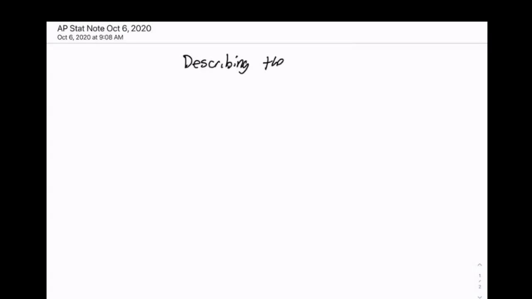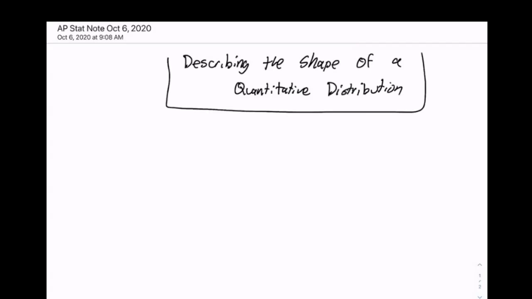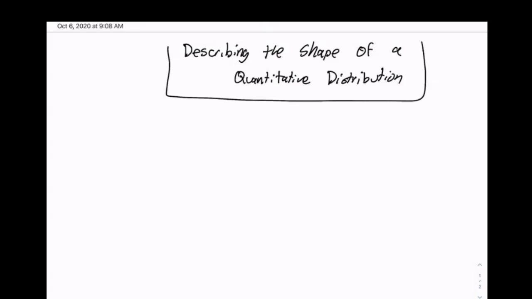the shape of a quantitative distribution. Now, tomorrow we'll talk about just describing a quantitative distribution. And when I ask you to describe a quantitative distribution, there are 5 criteria points, okay?